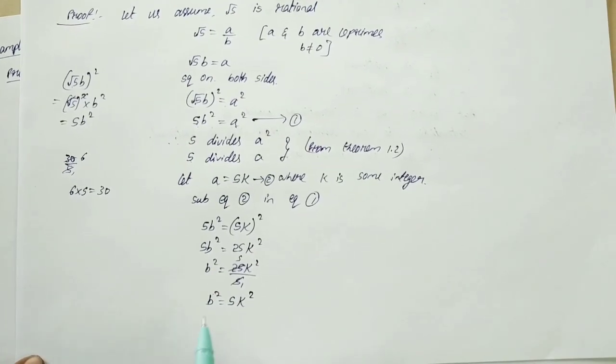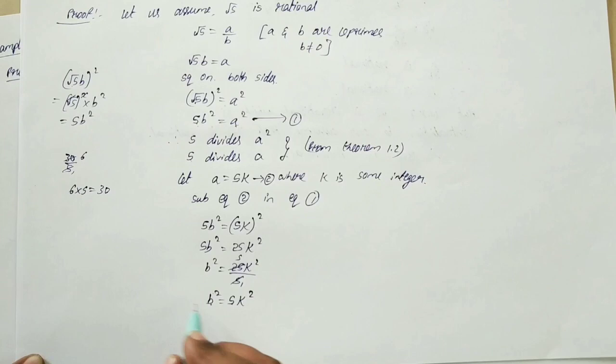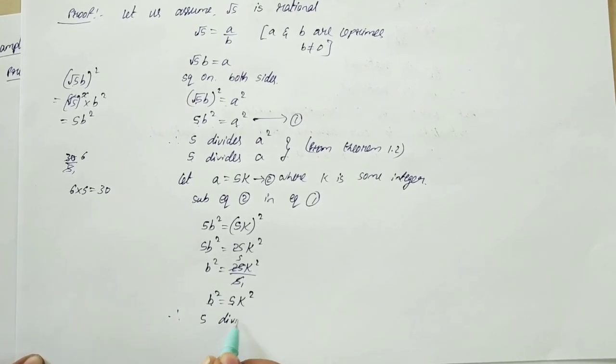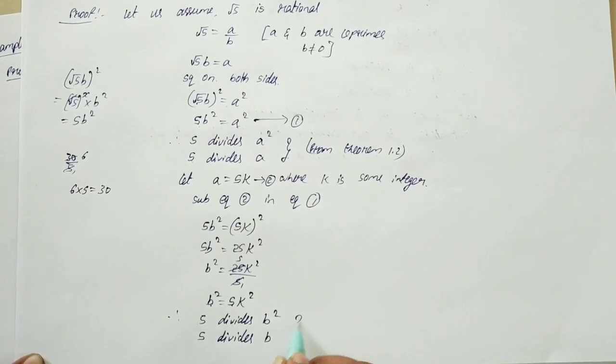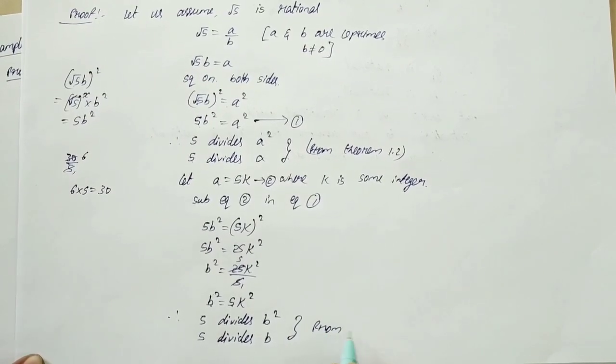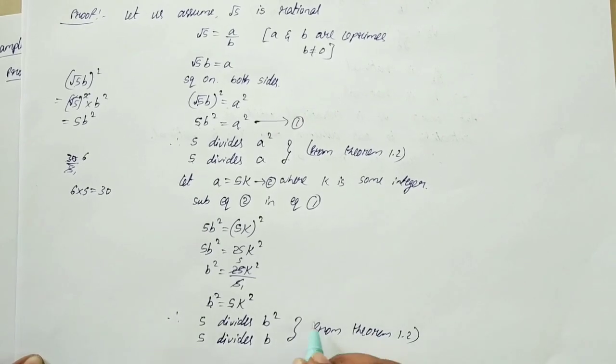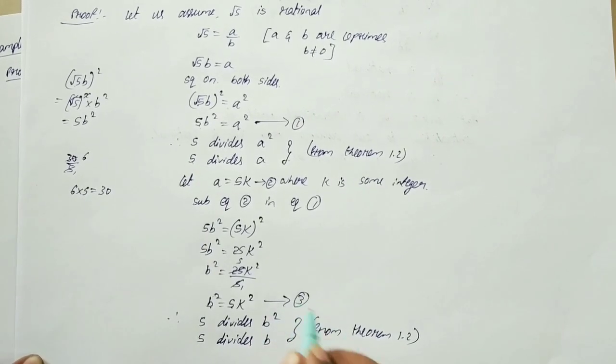From this equation we came to know that 5 is also a factor of b square, right? Therefore if 5 is a factor of b square, then this b square can be divided by 5. Therefore 5 divides b square. That implies 5 also divides b. So again from theorem 1.2, let it be equation 3.